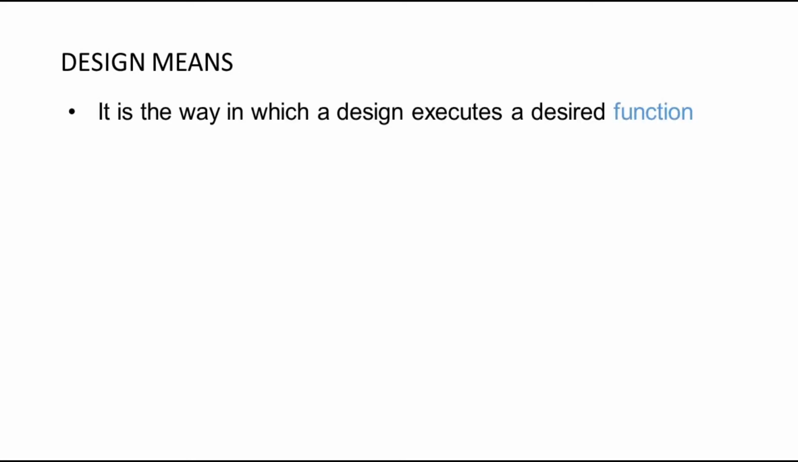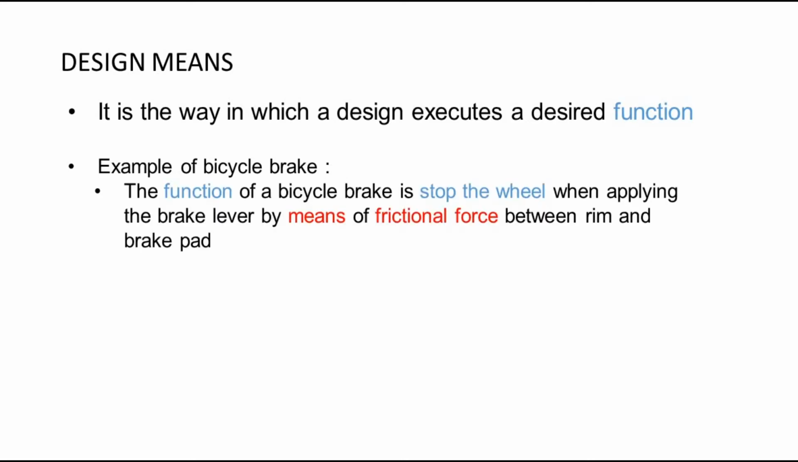And next is design means. It is the way in which a design executes the desired function. For example, consider a bicycle brake. The function of a bicycle brake is to stop the wheel when the brake is applied. The means by which this occurs is the frictional force between the rim and the brake pad. The frictional force is what makes this function happen. So the means is frictional force between rim and brake pad.